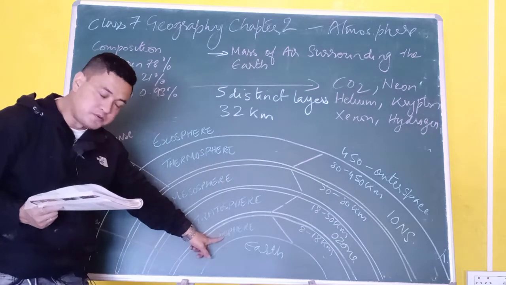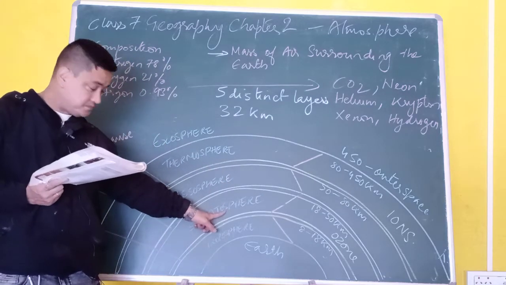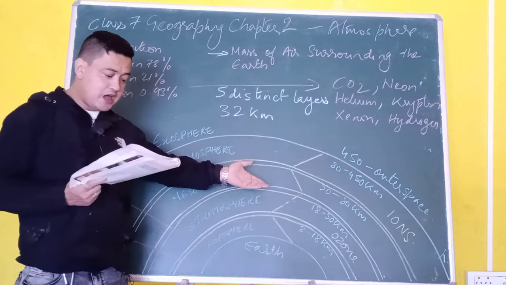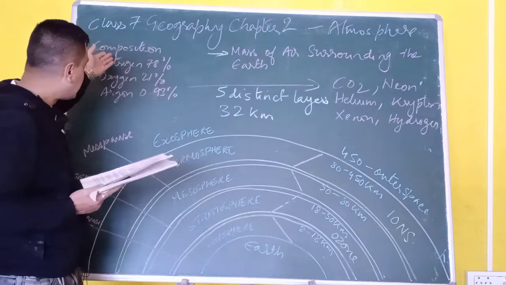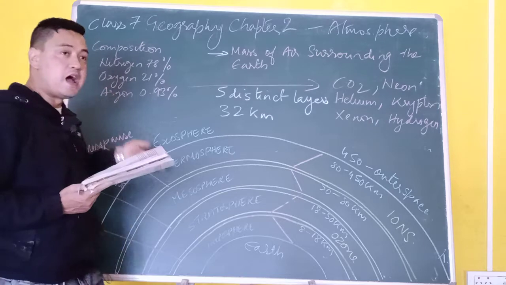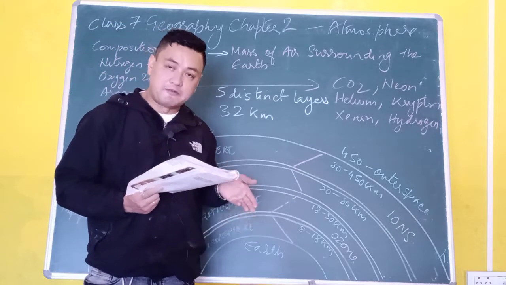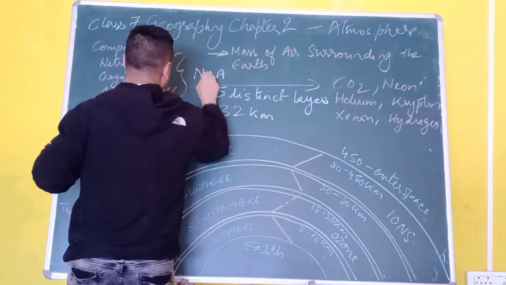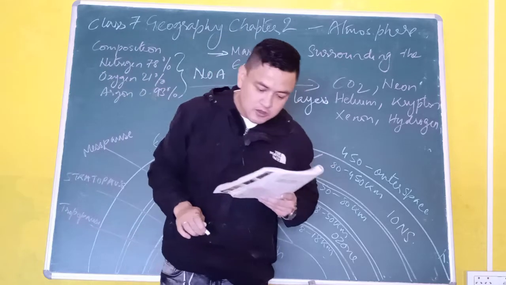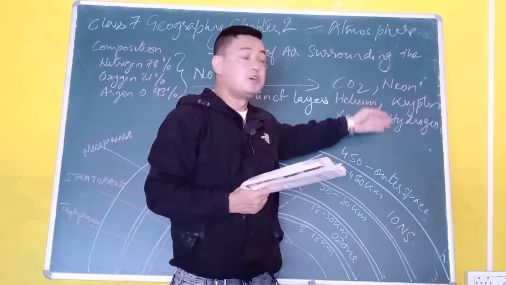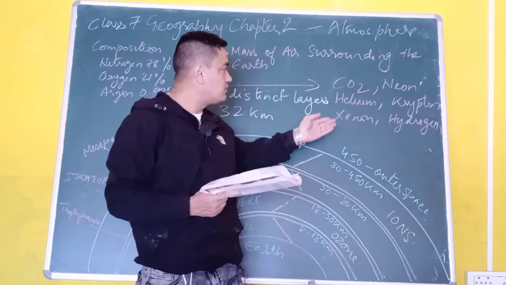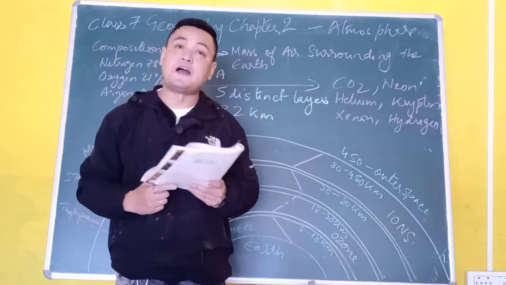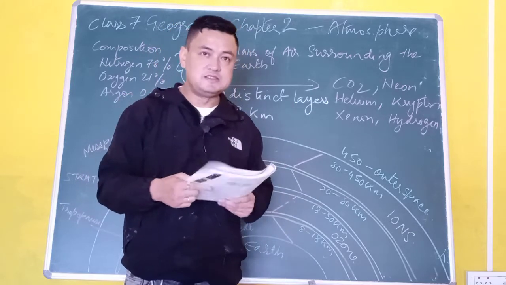The first layer is called troposphere, the second layer is called stratosphere. Up to this layer, which gases are found? They are basically permanent gases, which are nitrogen, oxygen and argon, and you can remember them by the abbreviation NOAA. And variable, or changeable, gases are basically carbon dioxide, neon, helium, krypton, xenon and hydrogen, which are found up to the stratosphere. You find water vapor also, as well as dust particles in this layer.